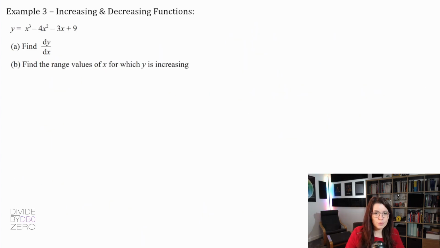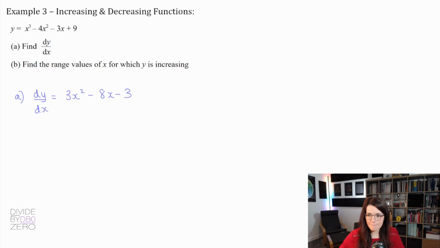Example 3 is about increasing and decreasing functions. We've got y equals x cubed minus 4x squared minus 3x plus 9. Part A, find dy/dx. So we're just going to do that normally. So dy/dx in this case will be 3x squared minus 8x minus 3. Part B, find the range of values of x for which y is increasing.